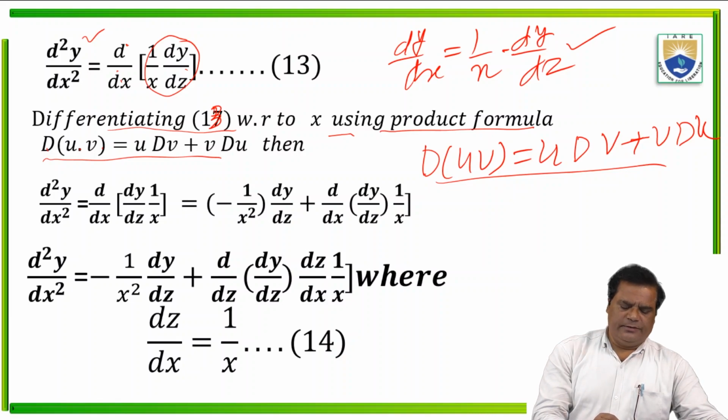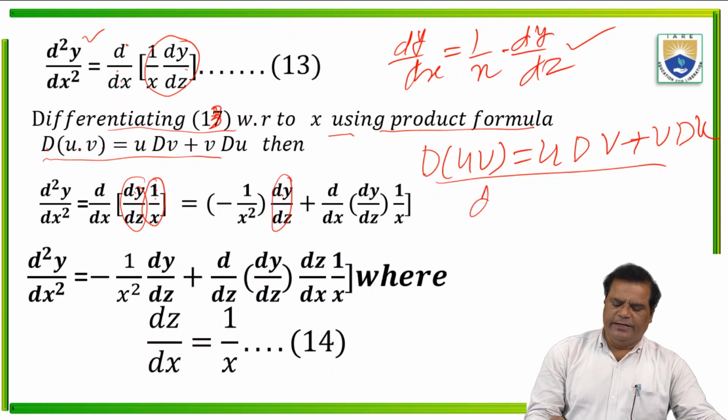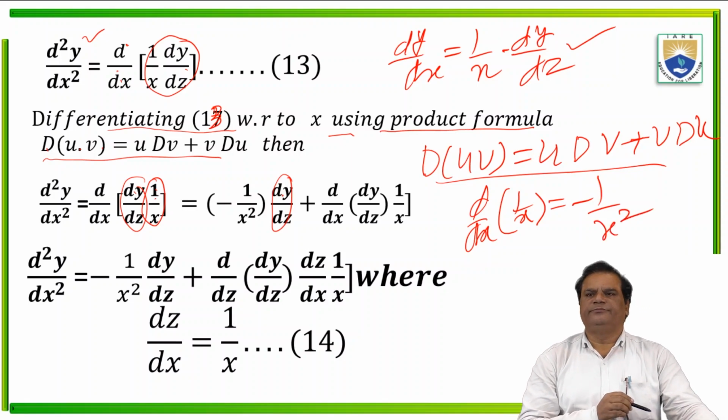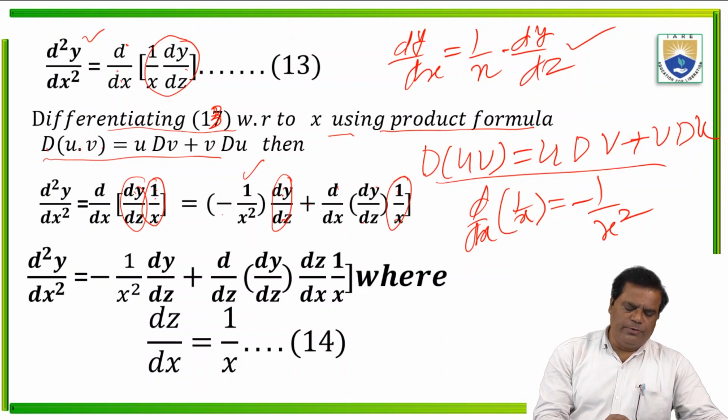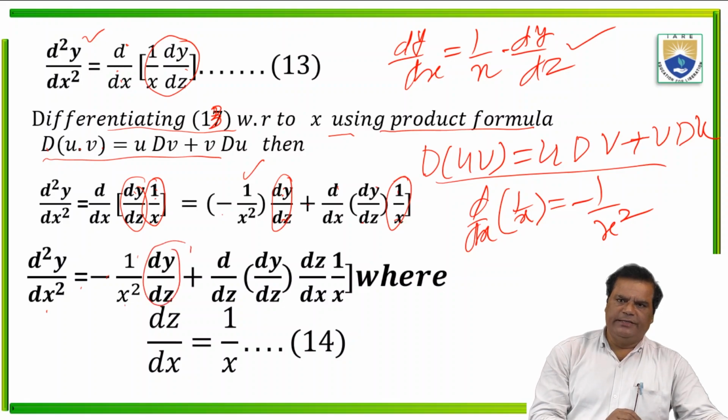So here there are two functions, dy/dz and 1/x. First differentiation: dy/dz is kept constant, and we differentiate 1/x. So d/dx of 1/x is minus 1/x square. So we write the formula: minus 1/x square times dy/dz, keeping it constant, plus d/dx of dy/dz, keeping 1/x constant. So d2y/dx2 equals minus 1/x square into dy/dz plus.